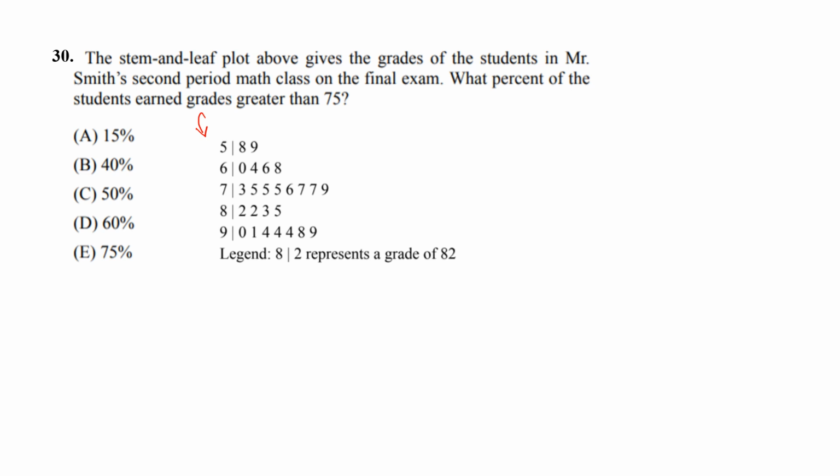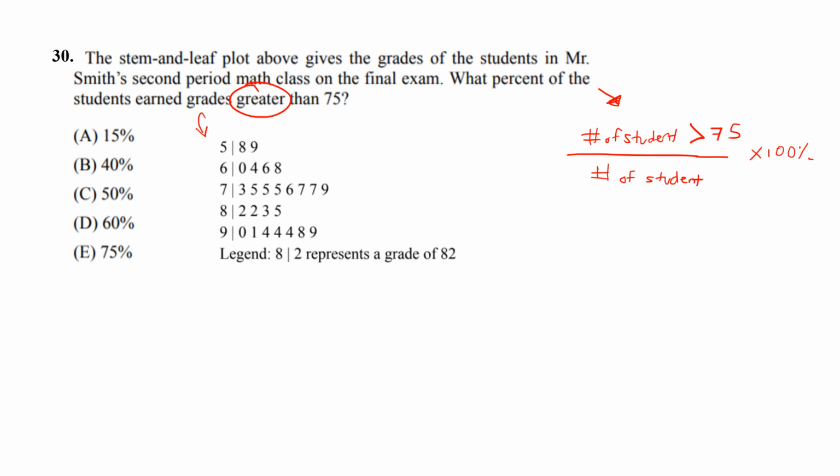Before we even look at that stem and leaf plot, this is basically asking us for the number of students who got over a 75, not equal to, just greater than, over the total number of students, or number of exams. Each student has one exam. Then we're going to multiply that by 100% to get a percentage.